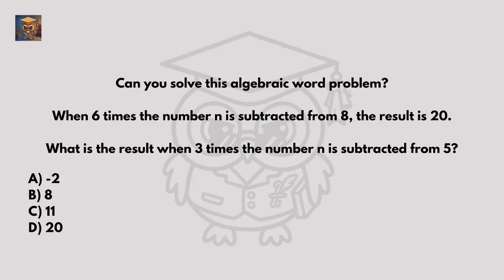Today, we are breaking down a multi-step algebraic word problem. Read along with the text on the screen. When 6 times the number n is subtracted from 8, the result is 20. What is the result when 3 times the number n is subtracted from 5?